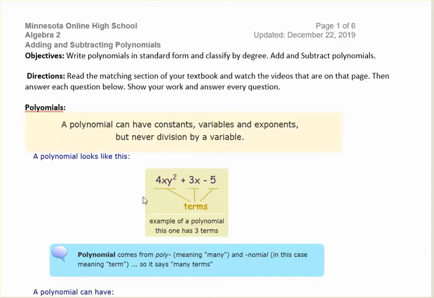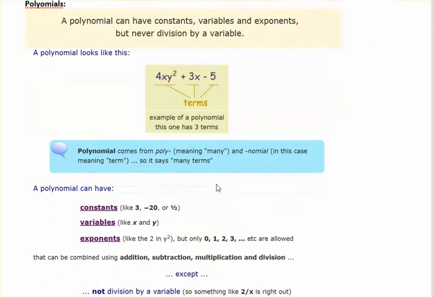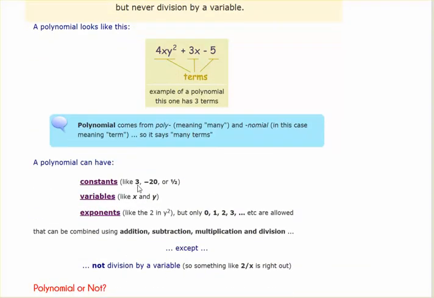It usually will look something like this. There'll be different terms that are separated by plus or minus signs. And they, like I said, have constants, that's the number that does not have a variable. There'll be variables in it. There can be more than one variable. That's fine. There can be exponents on the variables.